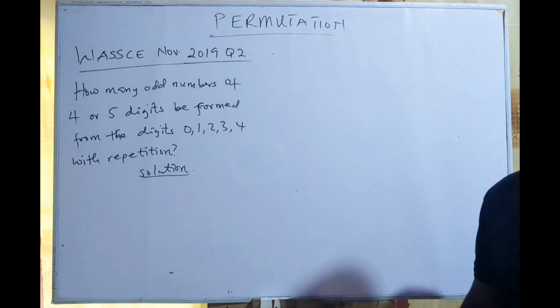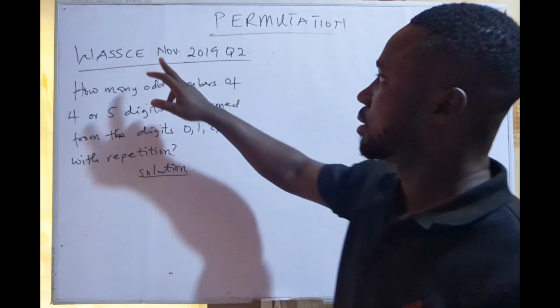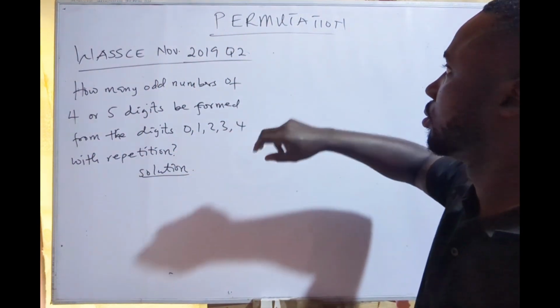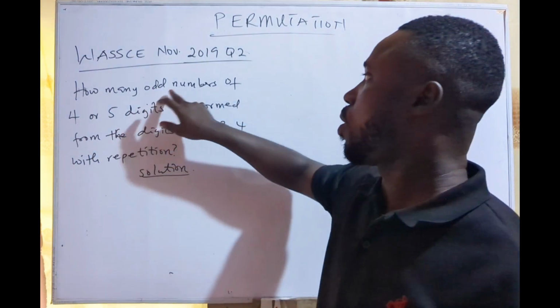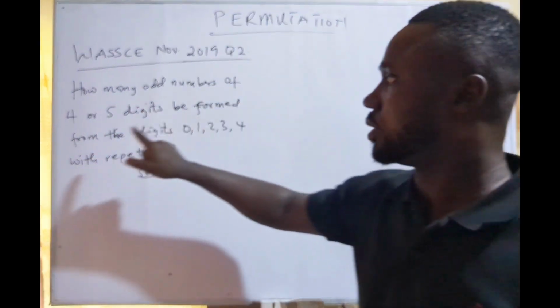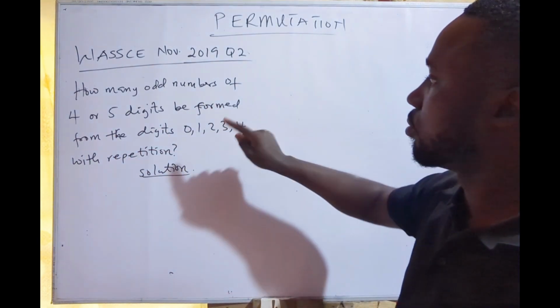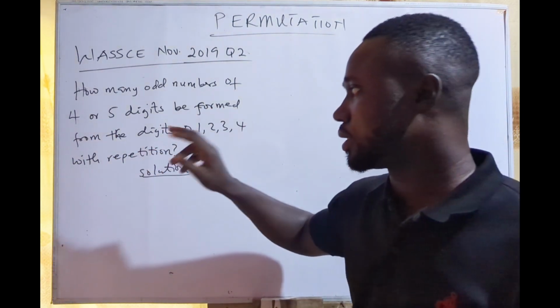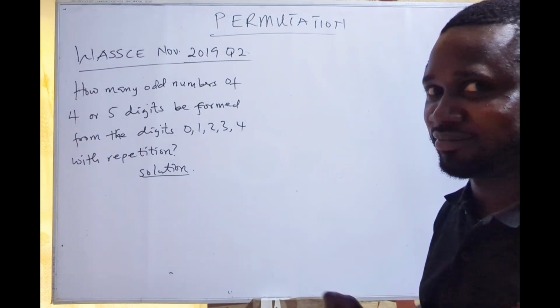Hello, let's look at this question also. WASSCE November 2019 question 2. How many odd numbers of 4 or 5 digits can be formed from the digits 0, 1, 2, 3, 4 with repetition?